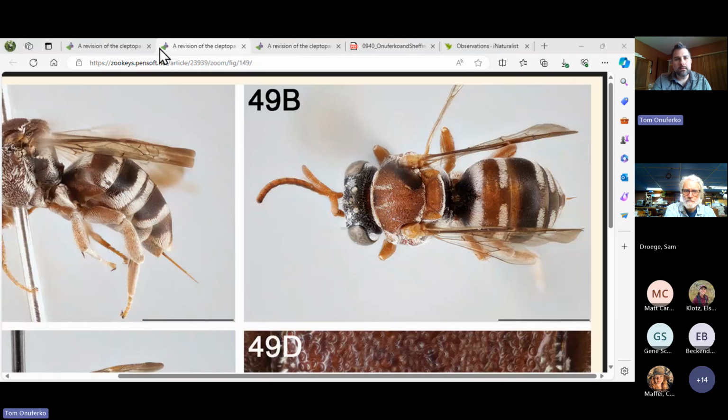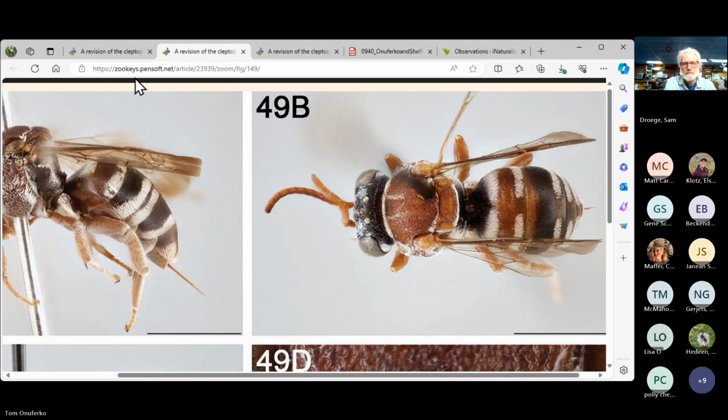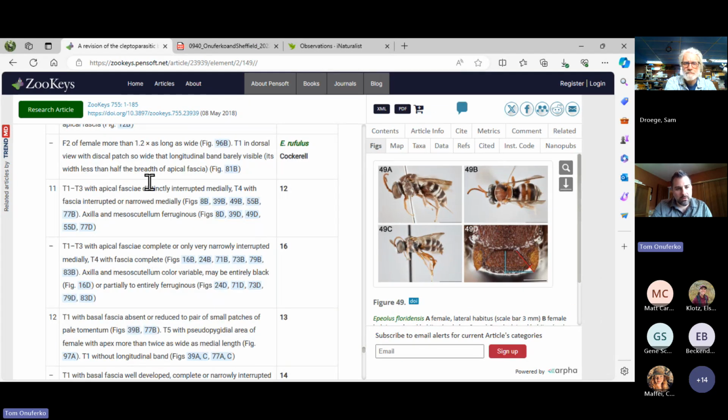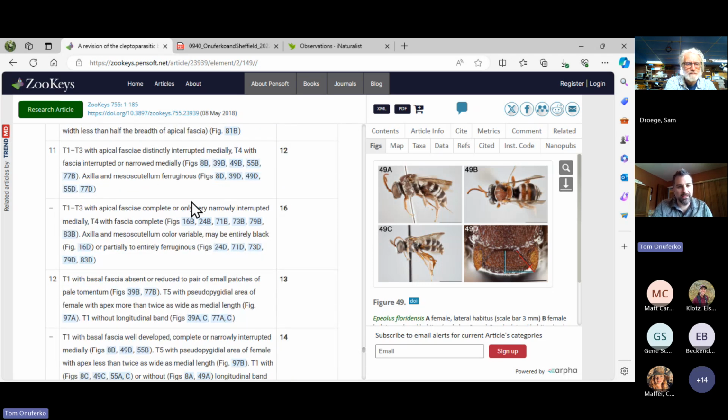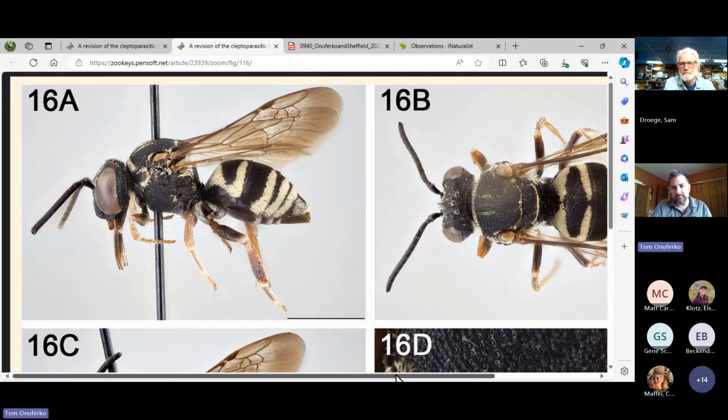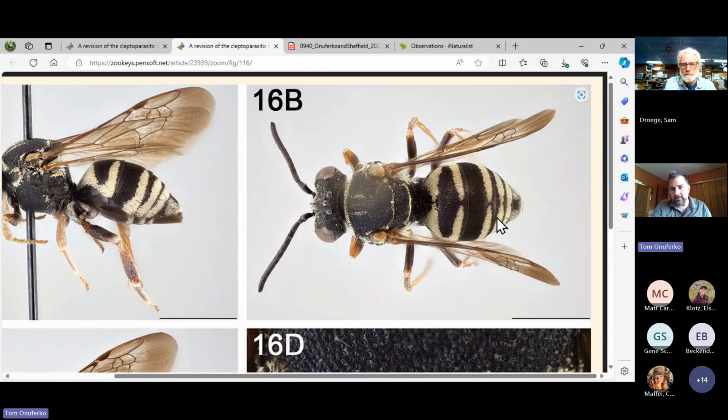Oops, sorry. Just close those. So we'll skip ahead to the ones where the bands aren't interrupted immediately on those first three terga. So they're complete or only extremely narrowly interrupted. So what are some of the species in this key? Epeolus autumnalis is an example where here T3 is complete, T2 is very narrowly interrupted, and T1 is more distinctly interrupted immediately.